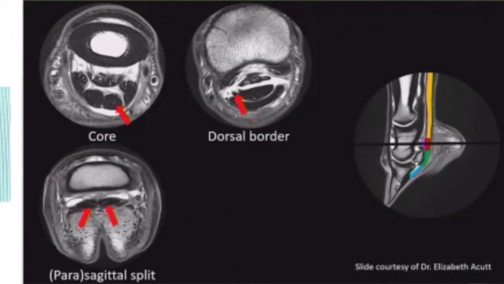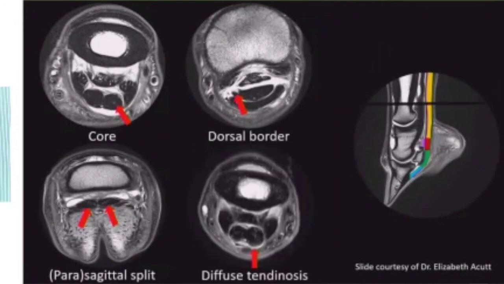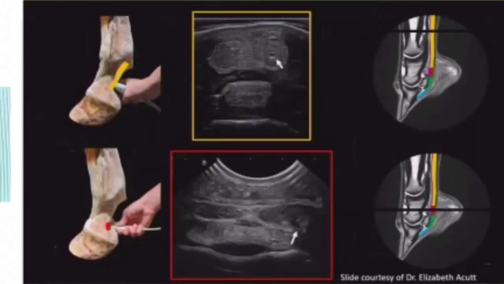We also characterized sagittal splits and changes at the proximal recess of the navicular bursa, and then just a diffuse tendinosis where we have enlargement of the lobes. And we looked at all those different types of lesions, and if we had lesions in the pastern, how that corresponded to having lesions in the foot.